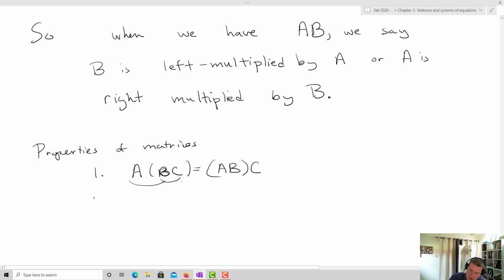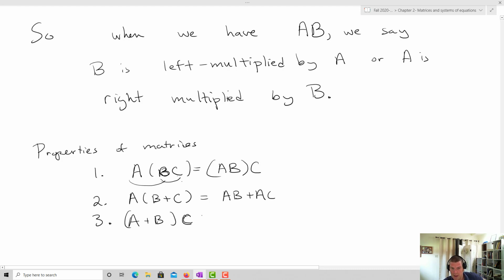We also have distributivity, okay? And that's A times (B plus C) is going to equal AB plus AC. And remember, the ordering is going to matter a lot. That's distributivity, okay? 3, we can also do (A plus B) times C, okay? And what you want to notice is that this is not the same thing as 2, right? Because for 2, we're left multiplying, but for 3, we're going to right multiply. So this is going to end up being AC plus BC, okay?